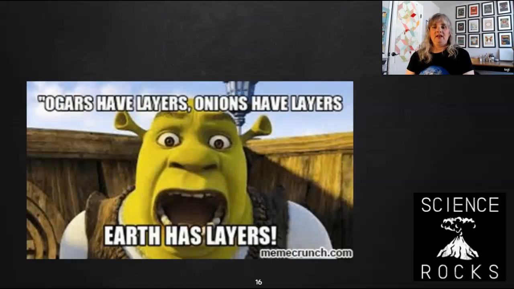And in closing, I've got a little meme there for you about layers. And just remember that science rocks.